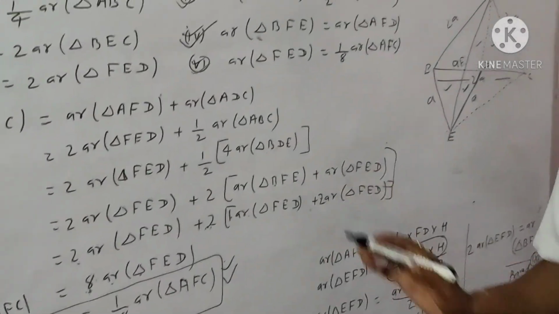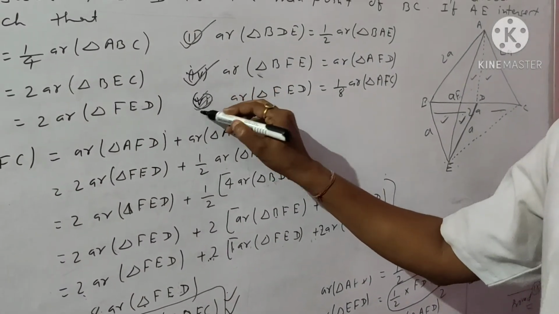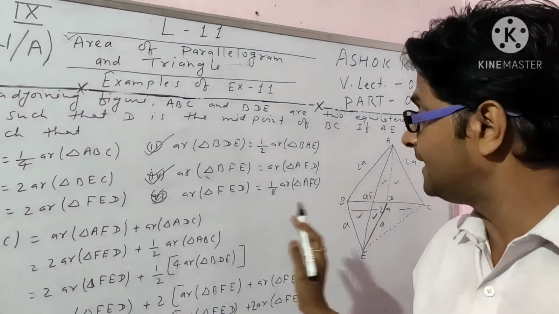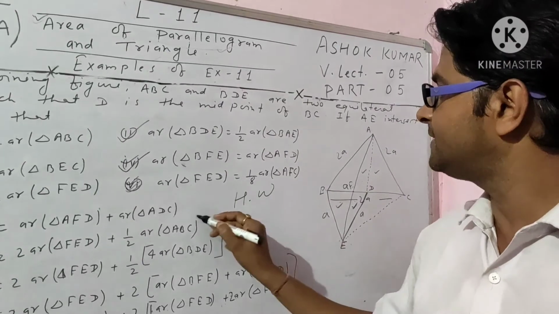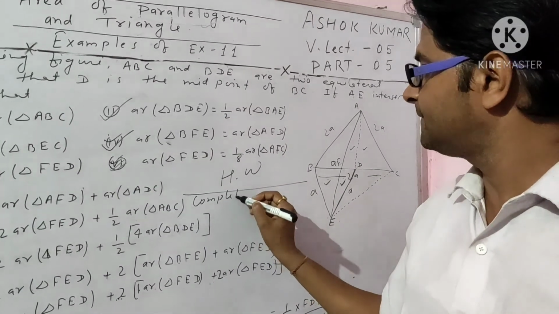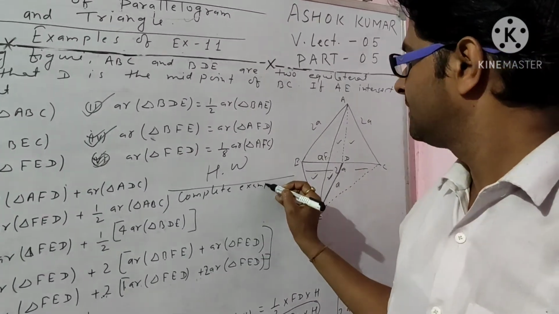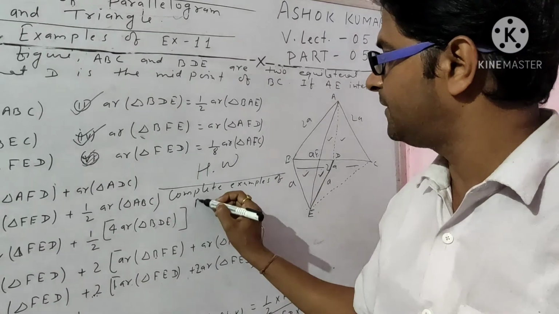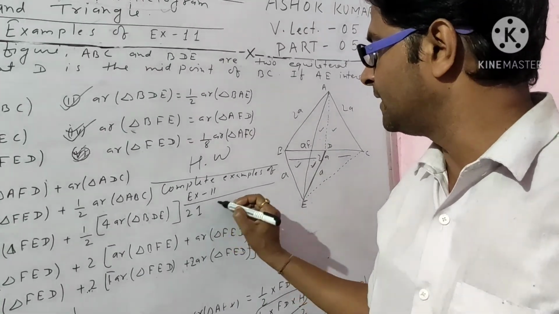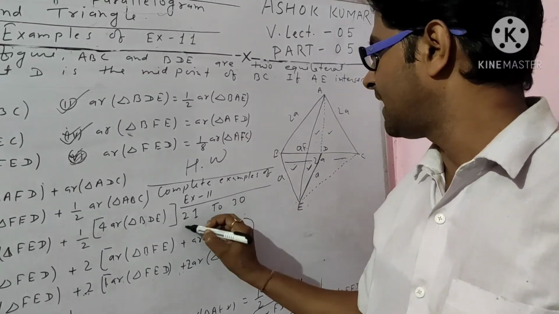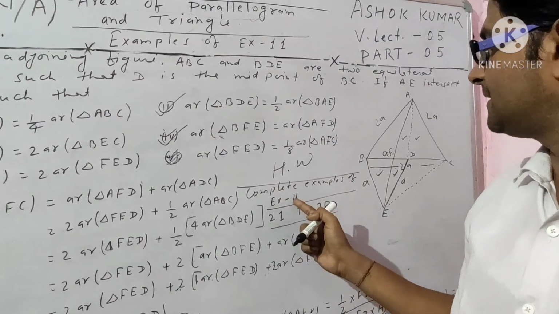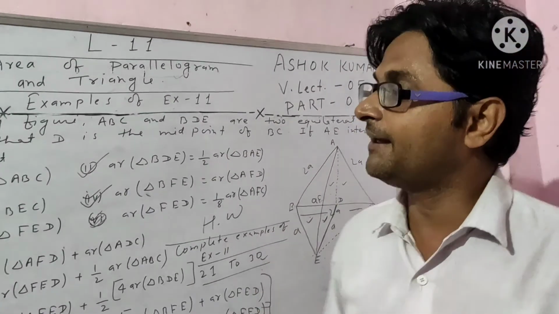Okay student, I hope you will understand. Practice this question at least 2 or 3 times, because this question is very lengthy. So student, your homework is to complete the examples of exercise 11, 21 to 30, and this is the last question, student, number 30. If you have any problem, if you have any query, ask the question.